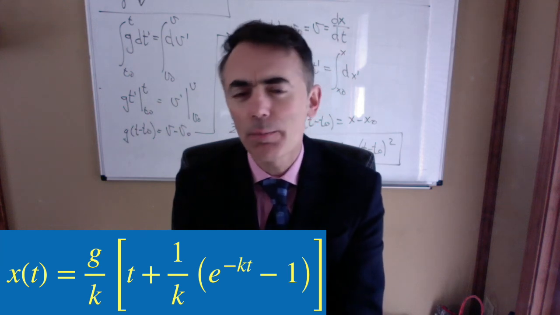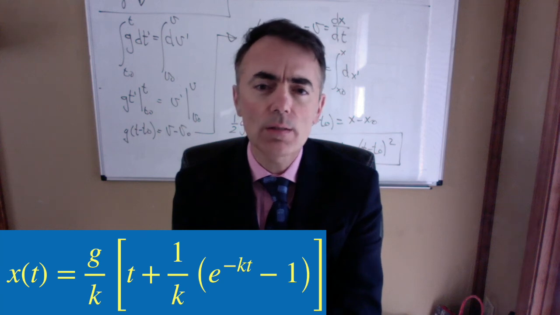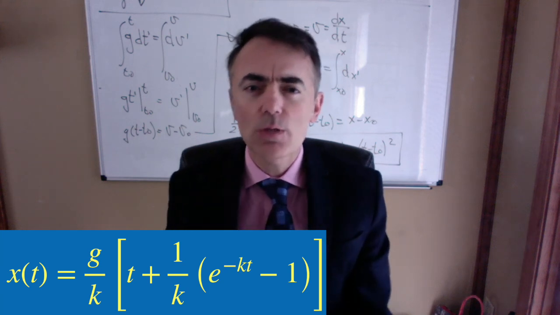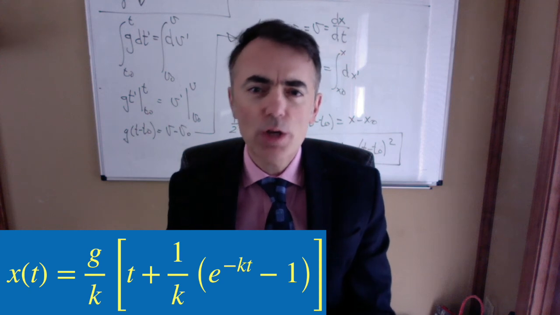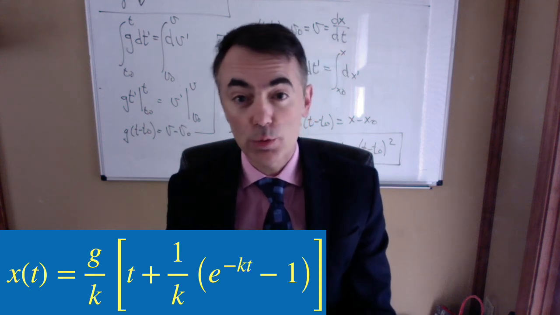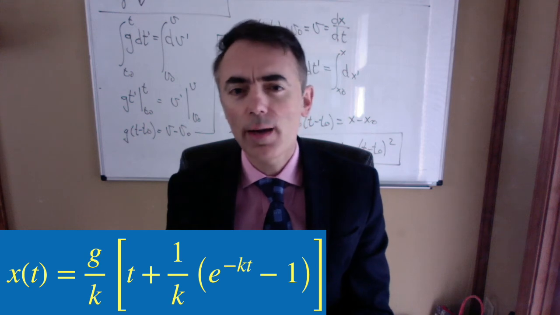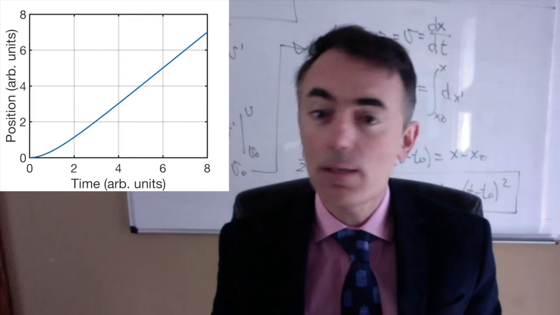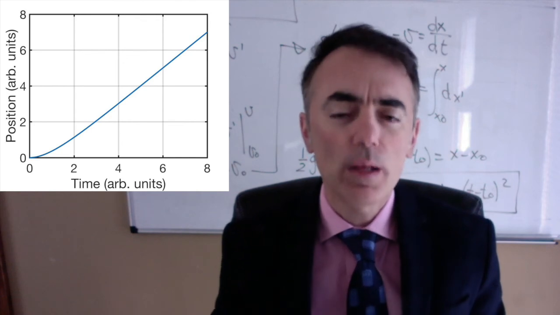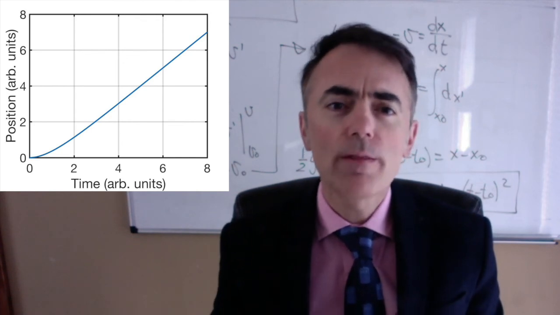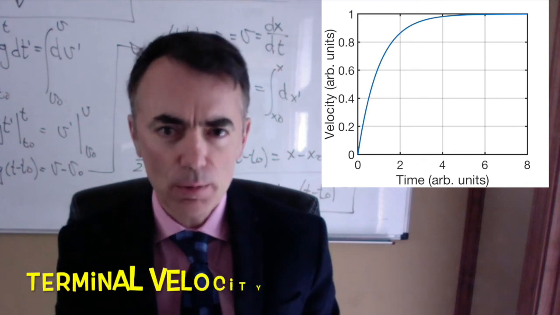Let's analyze this a bit more. The exponential term increases quickly at the beginning but then tends to a limit value. So it is for short times when the exponential term is relevant and comparable to t, both contribute in a similar way. But for large times, e to the minus kt tends to 0, so the position increases linearly, but with an offset. If we plot the velocity versus time, we see how this reaches a limit, terminal velocity.